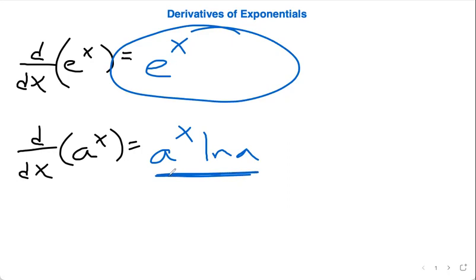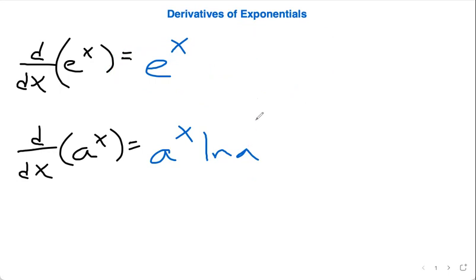If I apply this rule, because a and e, well, the only difference is e we know is about 2.71828 dot dot dot, and a is any other number. If I did e to the x times the ln of e, well, the ln of e is equal to 1. That's why you don't see it in the rule above. So again, the derivative of e to the x is e to the x, and the derivative of a to the x, any other number, is a to the x times the natural log of a.